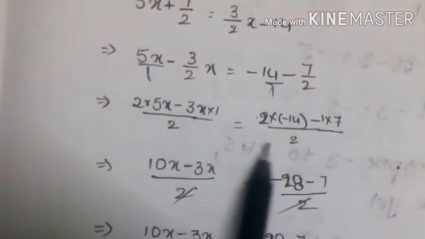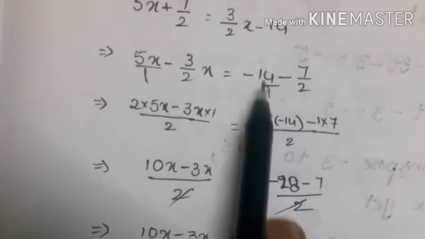Is it clear? Yes. That is equal to, here also take the LCM. What is the LCM? Same, 2 is the LCM. Yes. So now 1 how many times 2? 2 times, into what is the numerator?